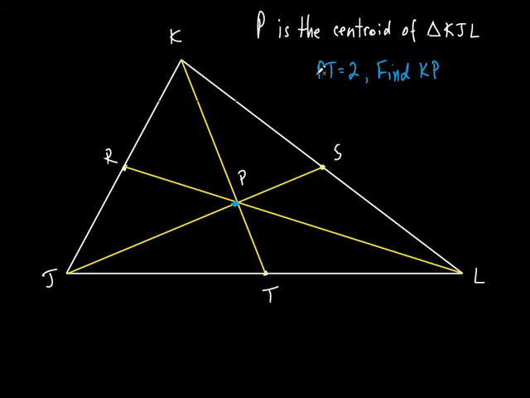And they tell you that PT is equal to 2. So what I'm going to do is I'm going to put a 2 right there. And it says find KP. KP is from here to here. So that's what we're trying to find. In fact, let me just draw it in here and just do it in blue. All right, that didn't help. But anyway, that's what KP is. And we want to find the length of it. We want to find out how long that is.